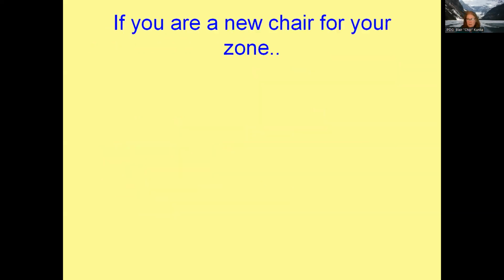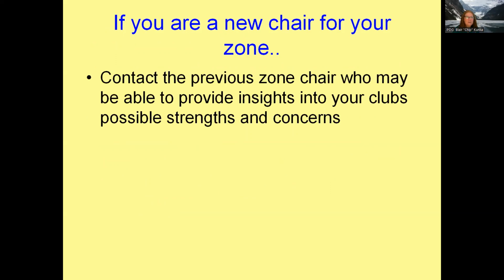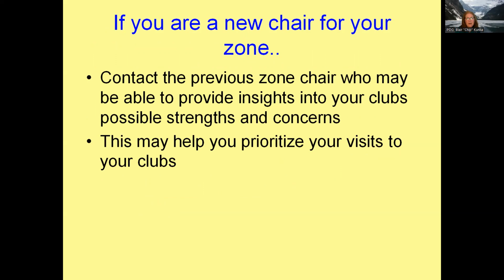Now, if you are a new chair for your zone, how do you find out that information? Which club should be seen and observed first? Well, simply contact the previous zone chair. That person may be able to provide insights into your clubs' possible strengths and concerns, and this may help you prioritize your visits to your clubs.